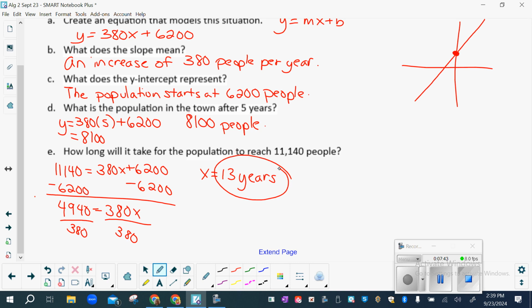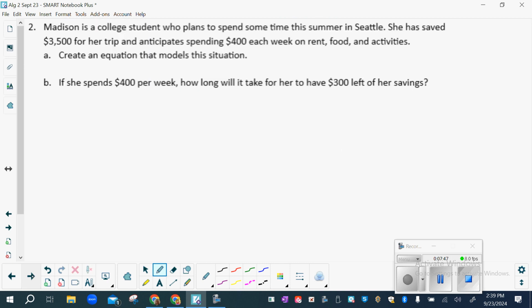Okay, on to the next one. Madison is a college student who plans to spend some time this summer in Seattle. She has saved $3,500 for her trip and anticipates spending $400 each week on rent, food, and activities. Create an equation that models this situation. So be careful on this one. What would the equation be on this one?